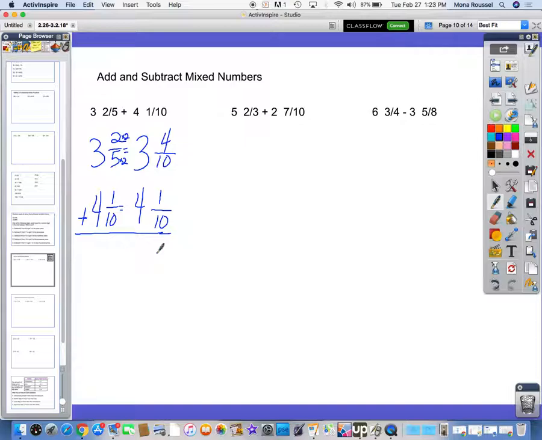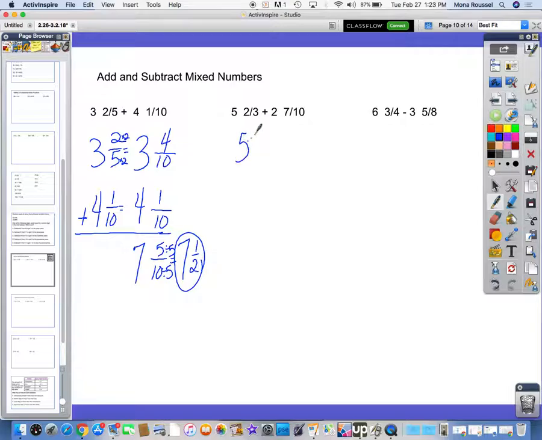So now we can add. We add the fractions. 4/10 plus 1/10 is 5/10. And then the whole numbers, 3 plus 4 is 7. Then we have to still ask the same questions. Is this fraction improper? It's not. Then we have to see if it can be reduced. Well, since 5 can go into both 5 and 10, we do have to simplify this. Remember, when we simplify mixed numbers, the whole number stays the same, and we only reduce the fraction. So 7 1/2 would be the answer.